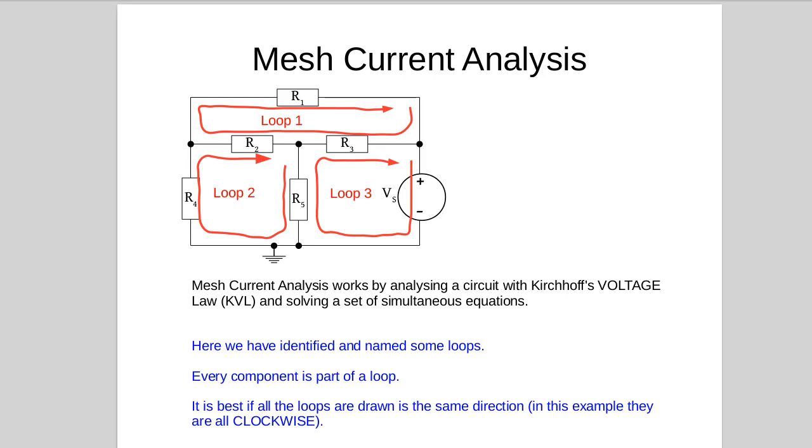So the first thing we do, because we're using Kirchhoff's voltage law, we use the voltage around a loop, we define some loops. Now we've drawn them all clockwise in this case. We can actually draw them in different directions, but that makes your solutions more complicated. So if you draw them all the same way, so all these loops are drawn in a clockwise direction, these loops represent the current flow around this loop.